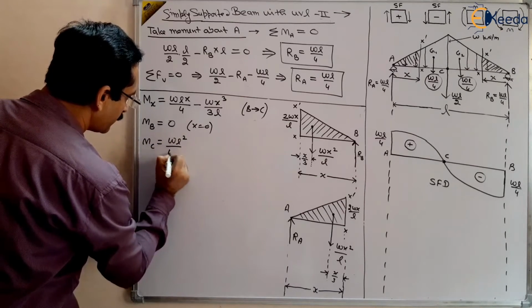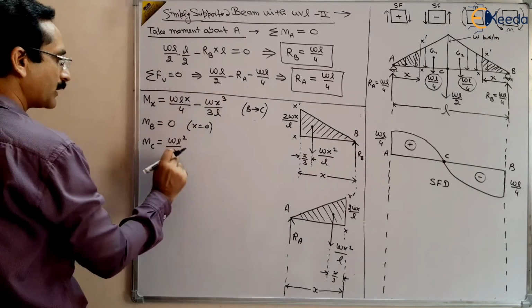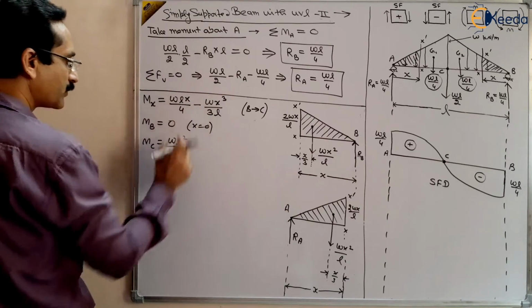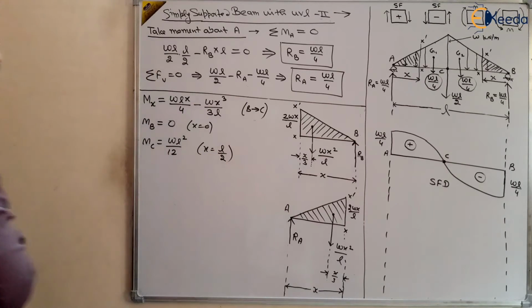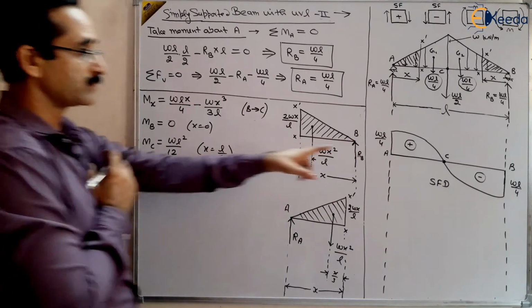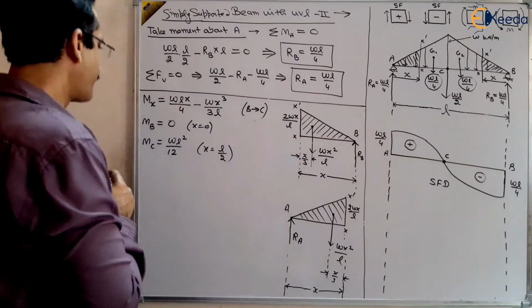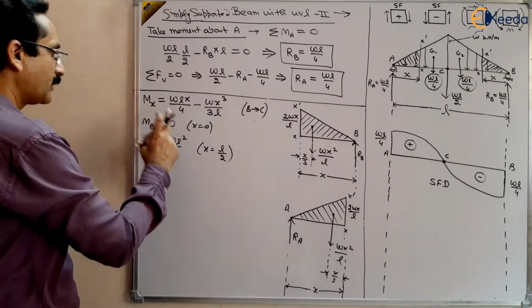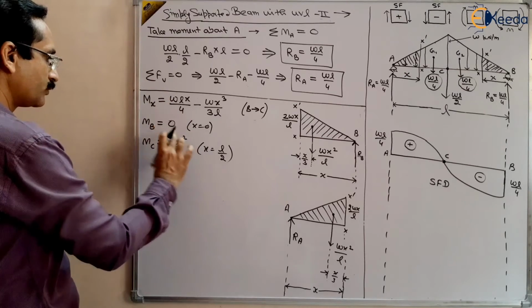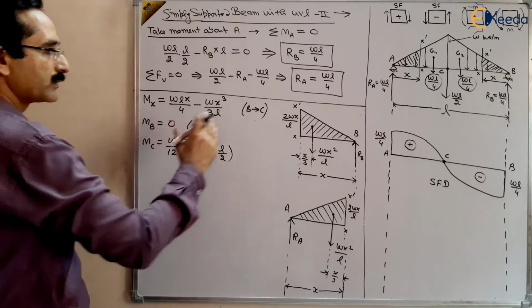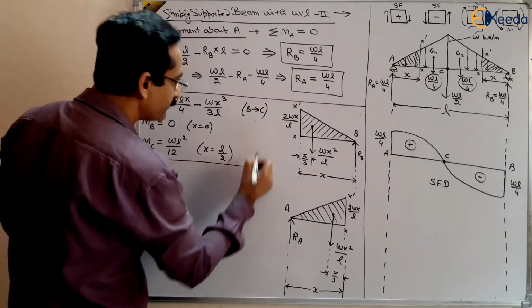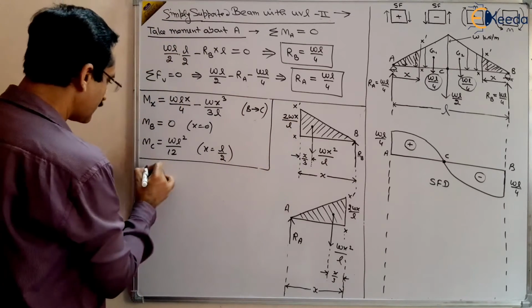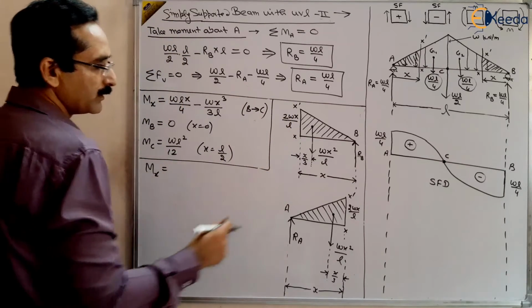WL square by 12. Put x equal to L by 2 and solve it, and you will get this value. This is at x equal to L by 2, at the center, right? And it is maximum because shear force is 0 at this point. Now this is the bending moment diagram from 0 to this positive value, from B to C. This is valid from B to C. Now from A to C, again find out the bending moment.